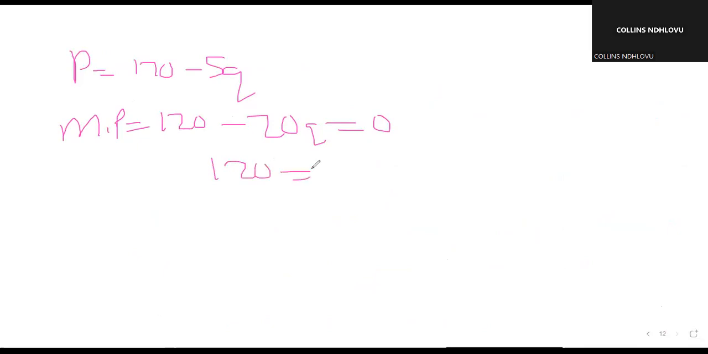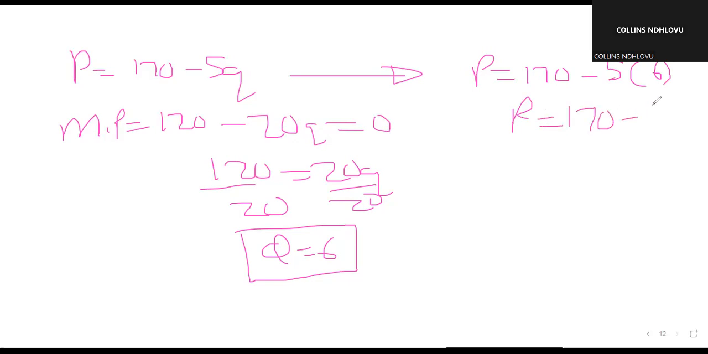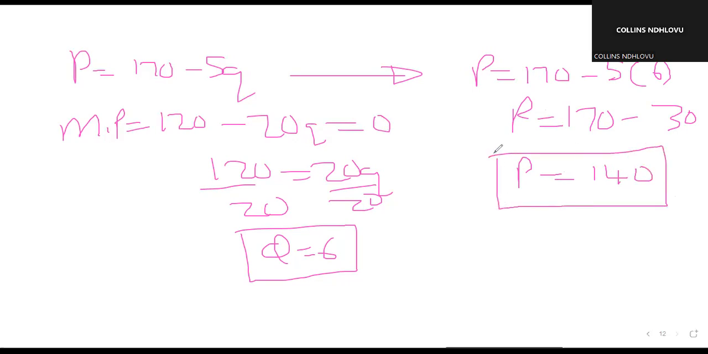So 120 is equal to 20Q. We divide both sides by 20. So meaning our Q is equal to 6. But we're not done yet. To maximize according to managerial economics, we find the price and quantity that will give us the highest profit function. So where there's Q, we're going to put 6. So profit has been calculated already, but this is a price function. So when we calculate 170 minus 30, we get 140. So this is how we maximize our profit function.